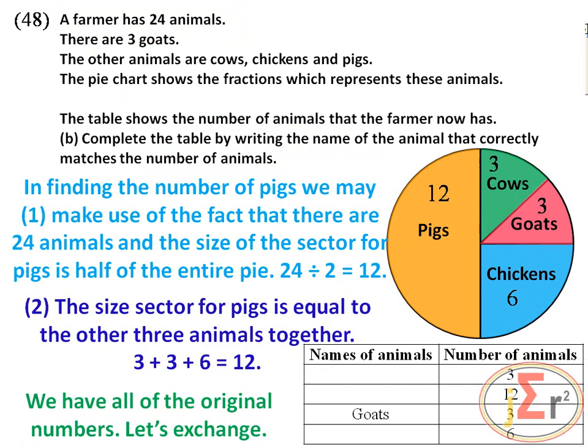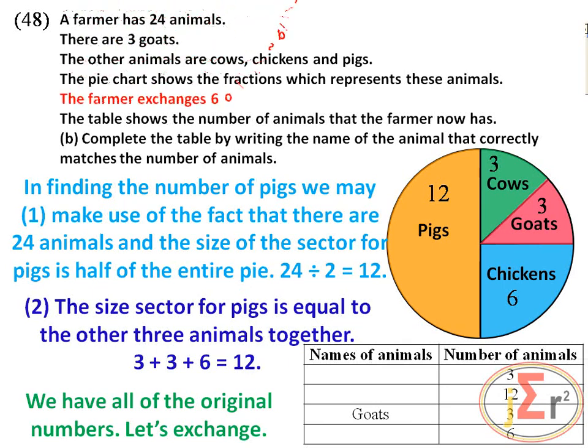We have all of the original numbers. Let's exchange. So we have all of the original numbers. That's what we wanted, Jerry. Yes. The problem says that after the exchange, we need the numbers. Is that correct? Yes. But we need to have the numbers before the exchange, and then that will make our lives easier.